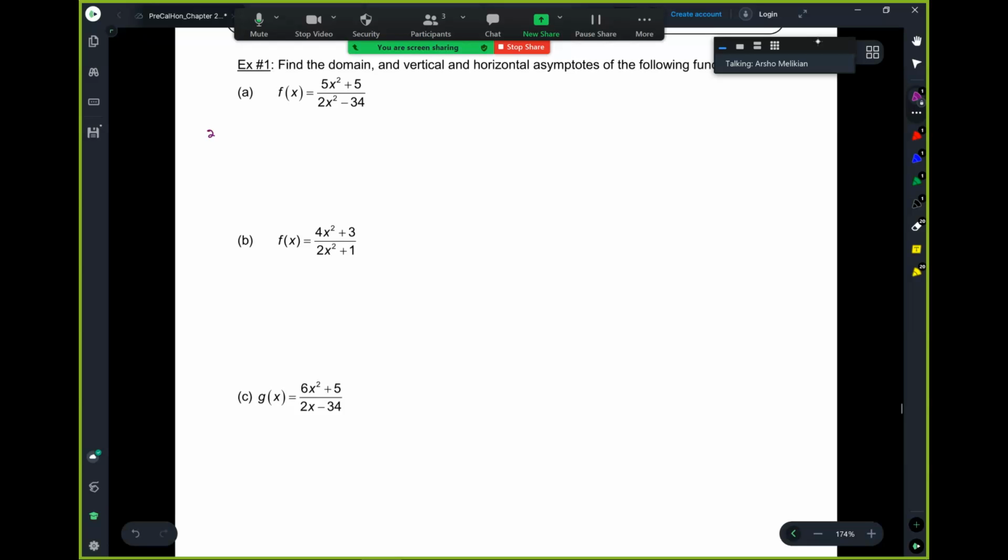All right, so to find the domain, it's the denominator that's going to give me an issue. So I set that equal to 0. 2x squared is 34. X squared is 17. X is plus or minus root 17. That's where the denominator equals 0. So the domain is negative infinity to negative root 17.